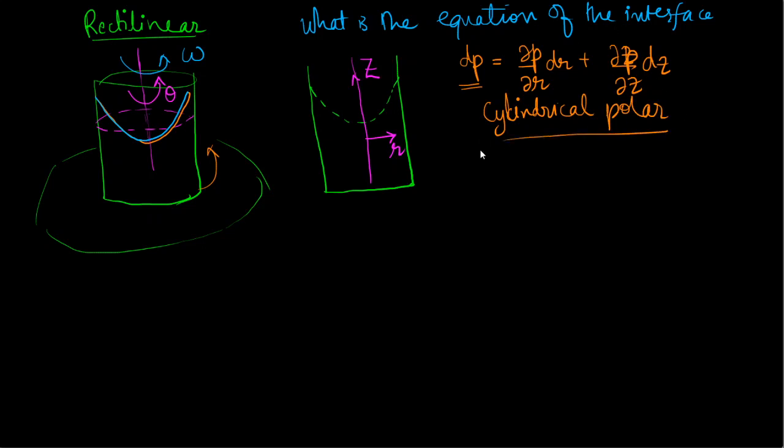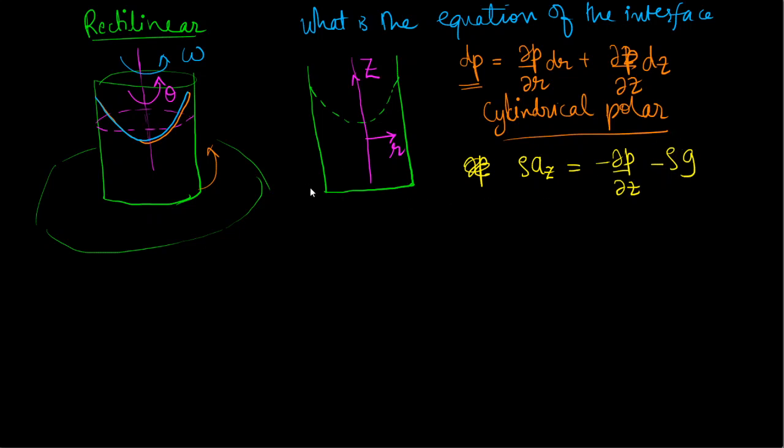Now we can write in a straightforward manner that rho times az is going to be minus del p del z minus rho times g, and this is true.